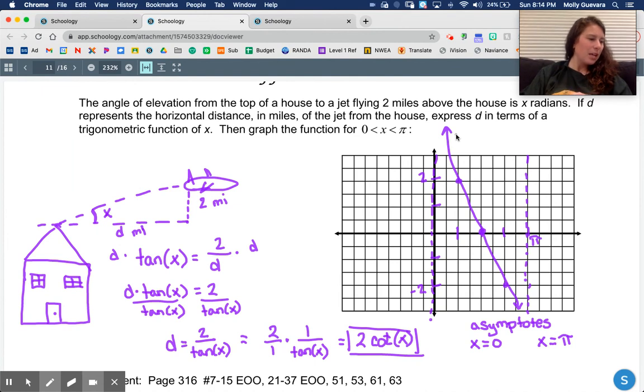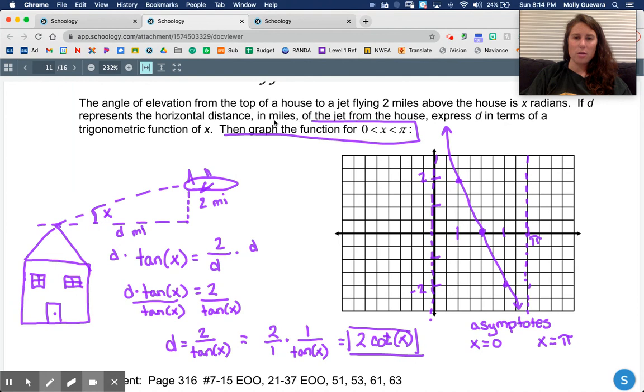Okay. And notice right here, it says graph the function from 0 to pi. It does not want me to graph anything past pi, does not want me to graph anything before 0. So it'll just be this one period.